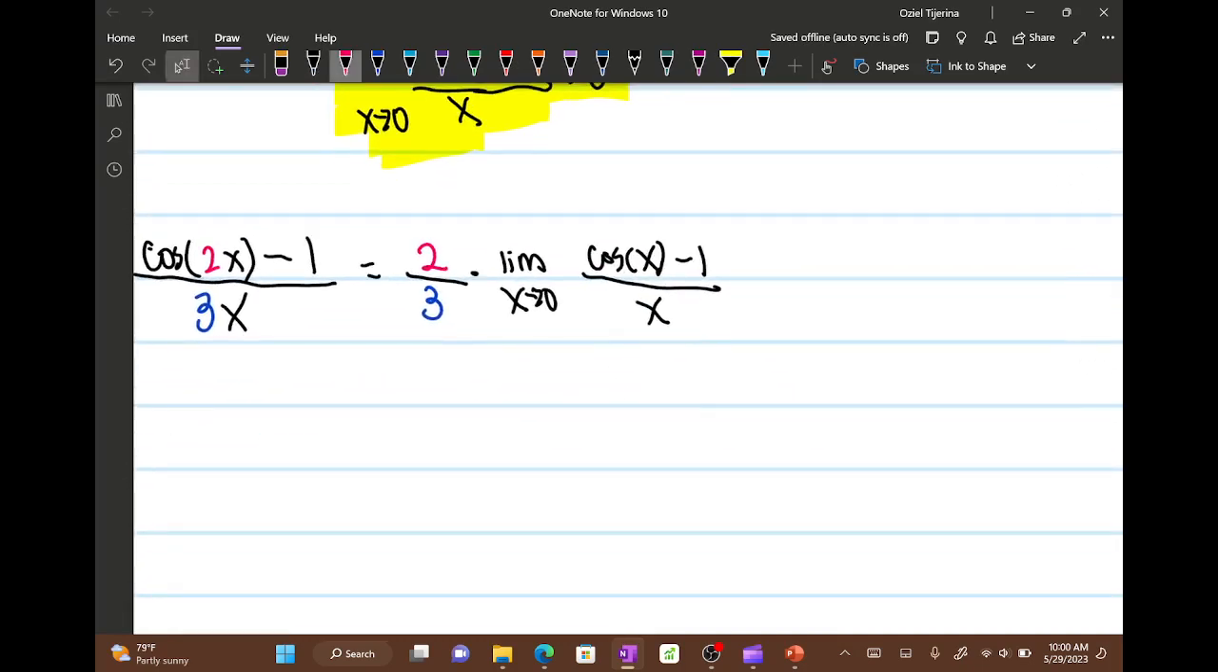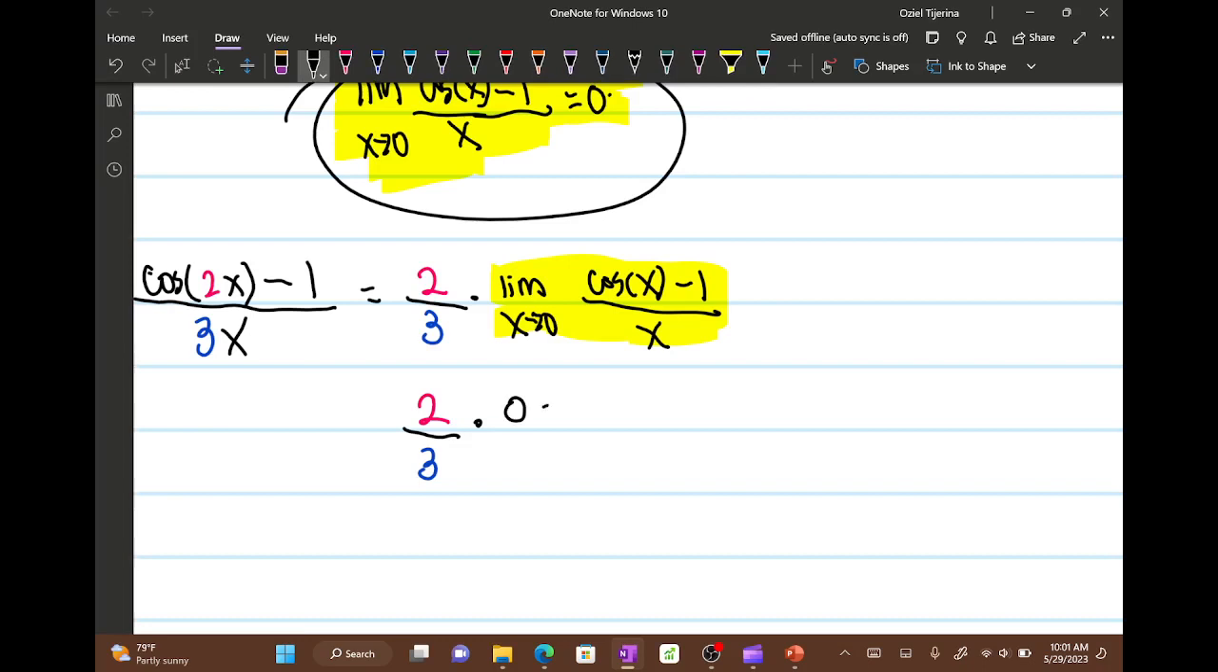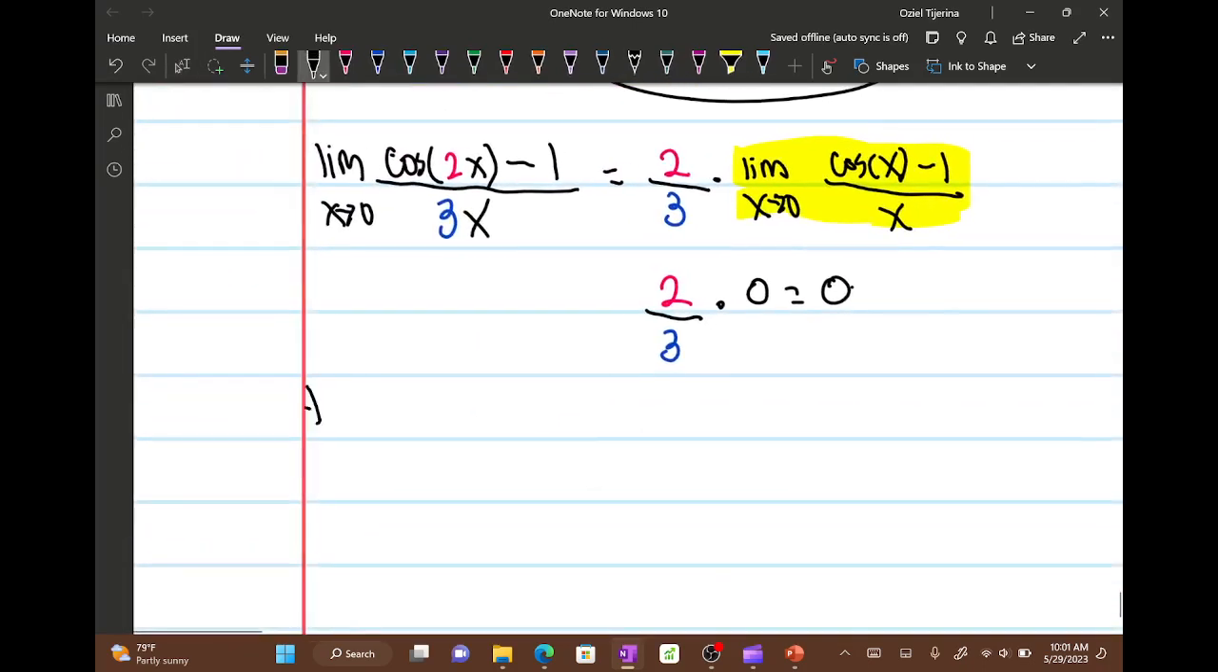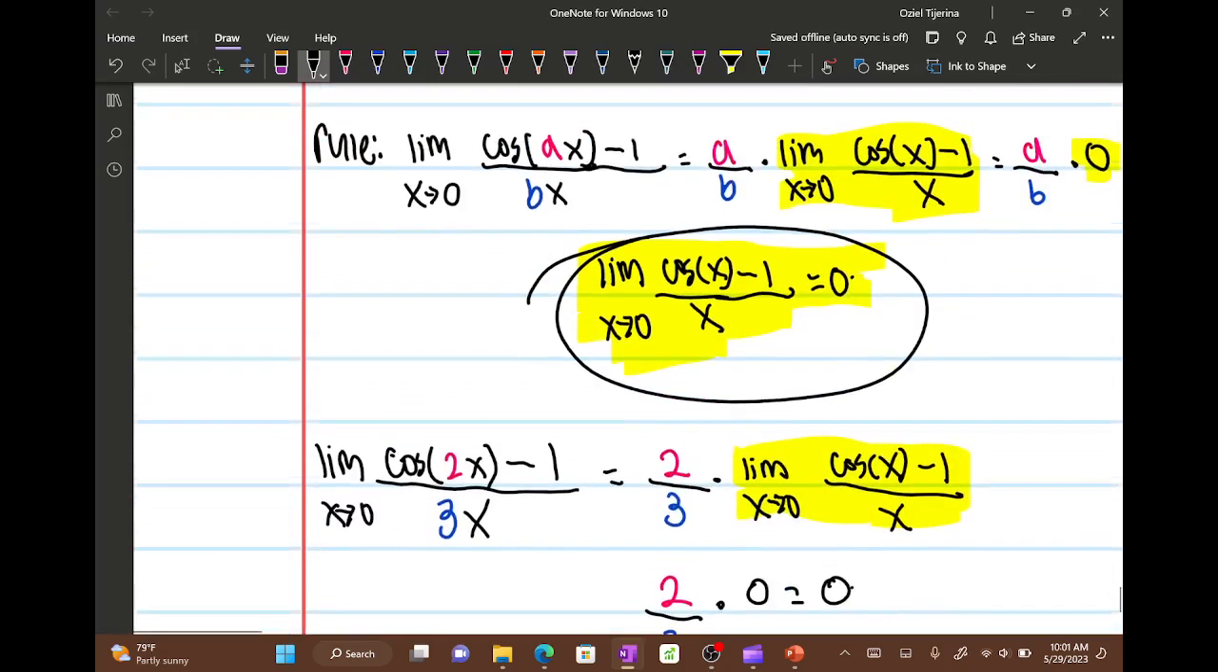And so, like I said, this becomes 2 over 3, times 0, because the limit as x approaches 0 of cosine of x minus 1 all over x is 0. So it's 2 over 3 times 0, which is just 0. So thus, the limit as x approaches 0 of cosine of 2x minus 1 all over 3x is equal to 0. So this is my answer for this one, right?